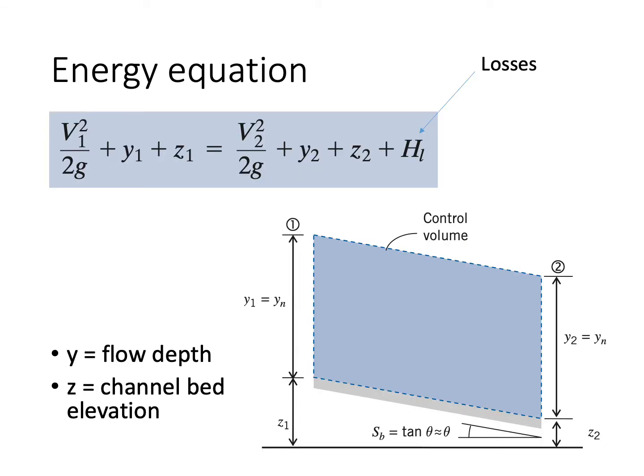So this is the energy equation we get from the previous assumptions. We can see that this is similar to Bernoulli's equation, except instead of pressure, we have two new variables, which are the flow depth y and the channel bed elevation. So both variables are new in this equation. And of course, on the second side of the equation, we have to add the losses, HL.